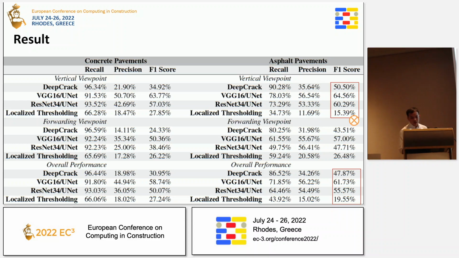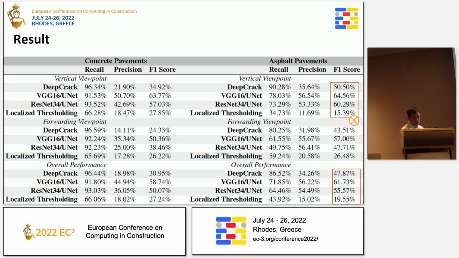So this is a comparison of concrete pavement images and asphalt pavement images. We can see that the F1 score for asphalt is typically higher than concrete, and the precision value, which is this column, is typically higher too. So this column is typically higher than concrete.